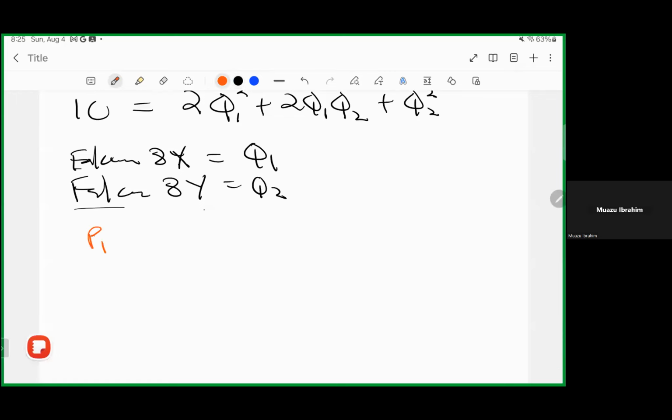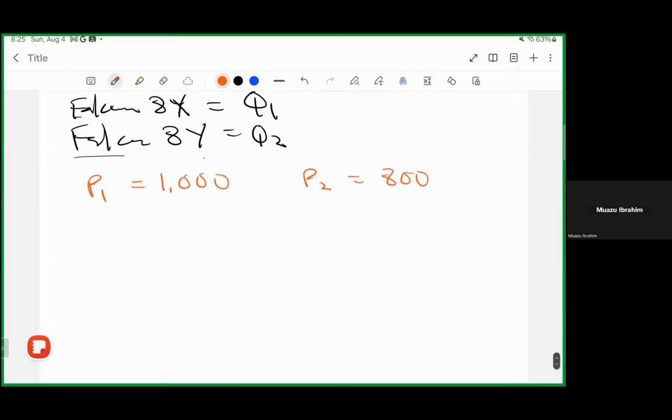Price for P1, which is the good Falcon 8x, is sold at 1,000 cedis. So this is 1,000. And price for P2, which is the price for Q2, the quantity or output 2, is 800. That's good. So the question is that we should show that the Kenneth profit function is given by this equation. Part A, which means that we should find a profit function.